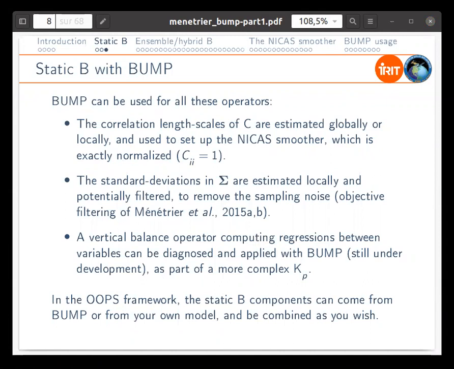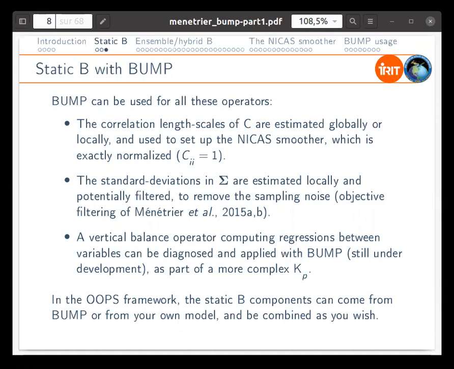The correlation length scales in the correlation matrix are generally estimated either globally or locally, and they are used to set up the NICAS smoother. It's important to notice that C is a correlation matrix, so its diagonal coefficients should be 1. With most other smoother models, it's difficult to get this exact normalization to 1 on the diagonal. But with NICAS, it's possible to do it exactly at a low cost.